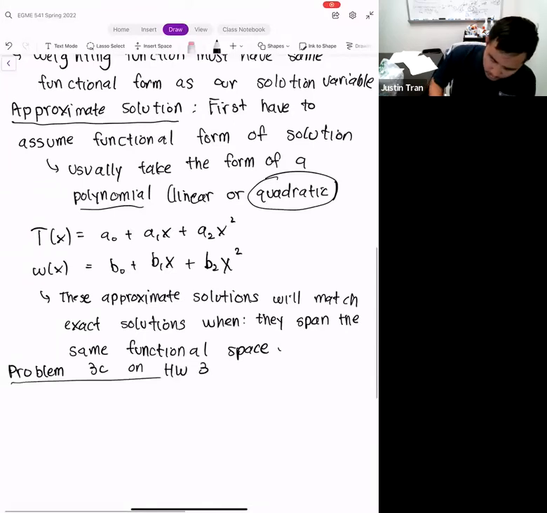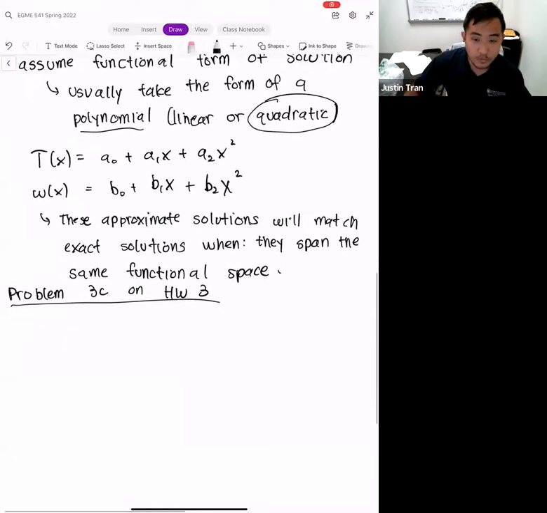Okay, so this is problem 3C on homework 3. In this problem, you're asked to compute the approximate solution to problem 2B, but with a quadratic function. Actually, I should have pulled this up, so let me go ahead and pull up the problem.